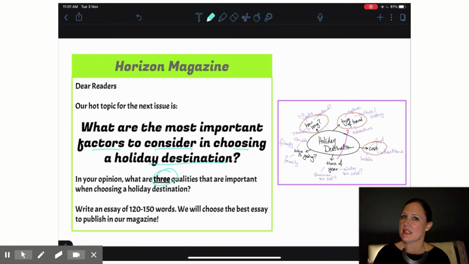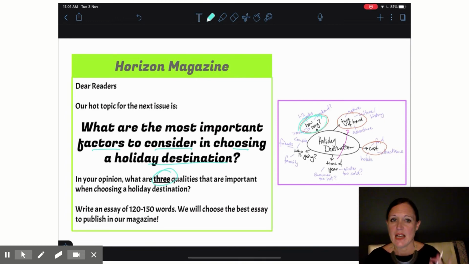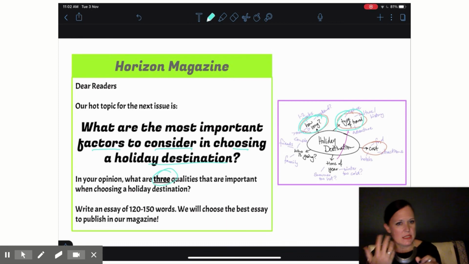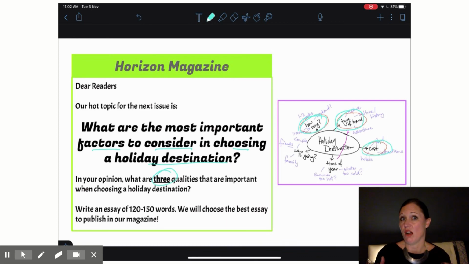And I came up with lots of different things that I think you should think about before you choose a holiday destination. And then I decided that I want my 3 main body paragraph ideas to be, how long will the trip be? What type of travel will you be on? Is it adventure? Is it historical? Is it cultural? All of those things. And also, what is the cost?